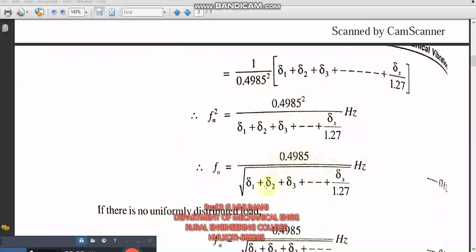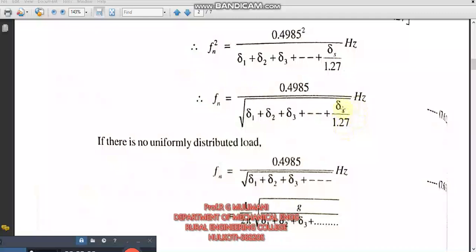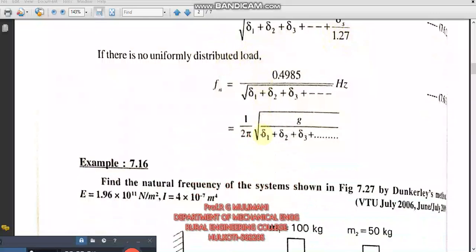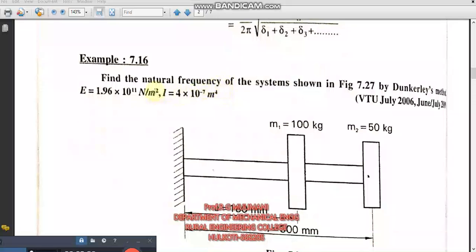It is 0.4985 divided by square root of delta 1 plus delta 2 plus so on up to n deflections on the beam, and delta S divided by 1.27 is for the UDL. When there is no UDL present, you ignore this term. Okay, let us go to the problem.